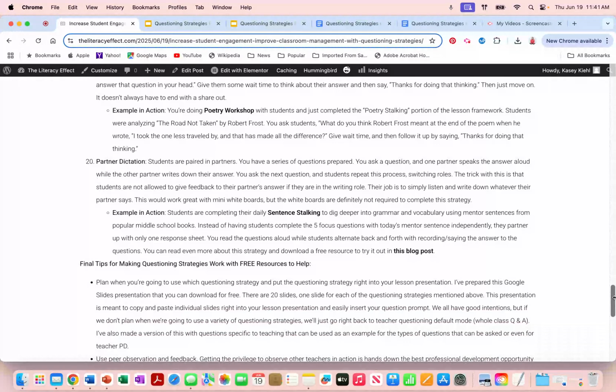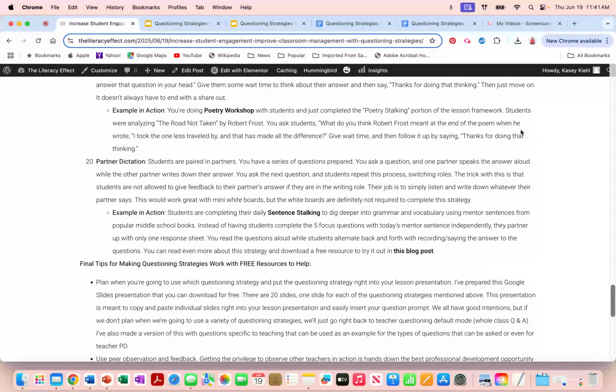This really focuses on students having to listen to one another, having to look at what their thinking looks like written down. Sometimes that's hard for students to write their thinking down, so a lot of great collaboration with this strategy.